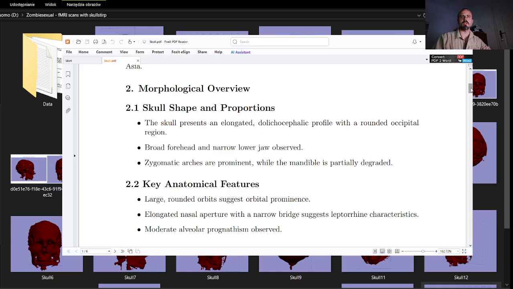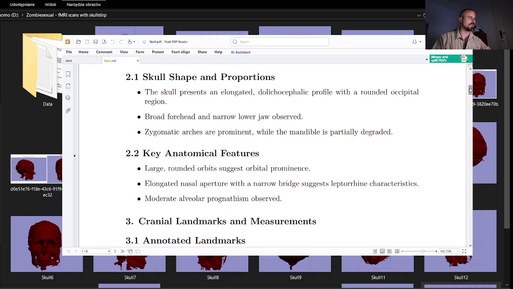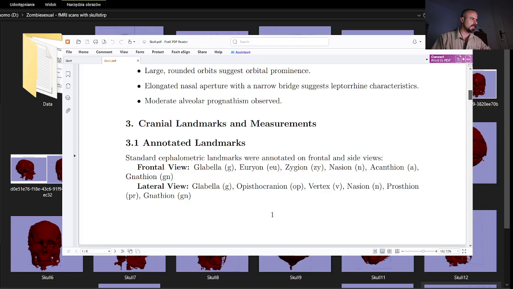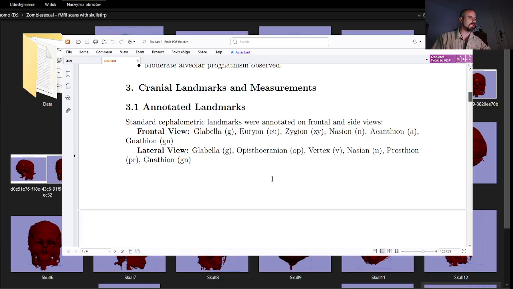The information was given in pixels and then ratioed in proportions in order to derive the proper information. As I didn't measure my skull or give an output in centimeters, since I had no reference, I decided to use ratios and proportions. So: dolichocephalic profile, rounded occipital region, prominent zygomatic arches. These are all the information I extracted. Leptorrhine characteristics of the nasal aperture, alveolar prognathism, cranial landmarks and measurements. So these are the annotated landmarks.